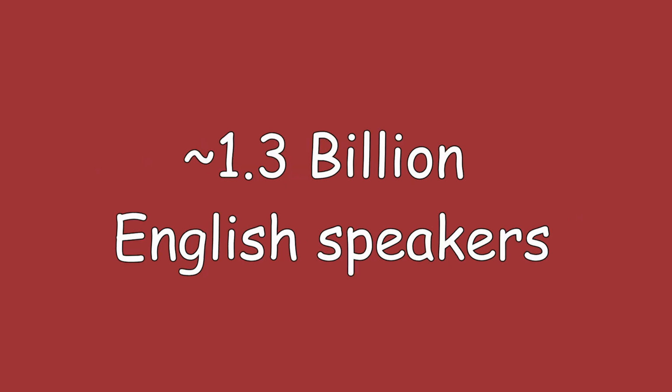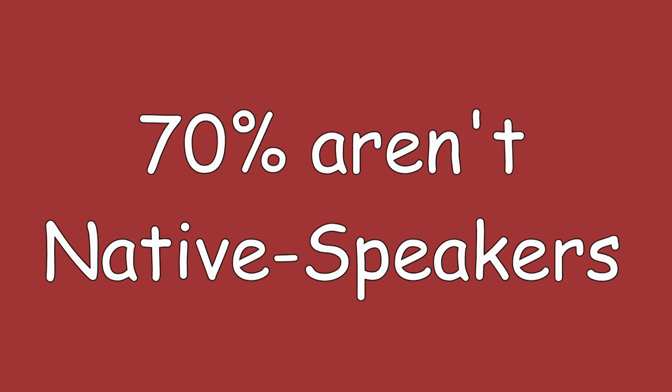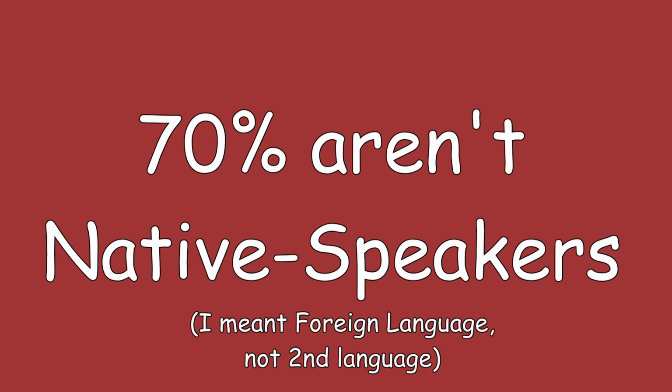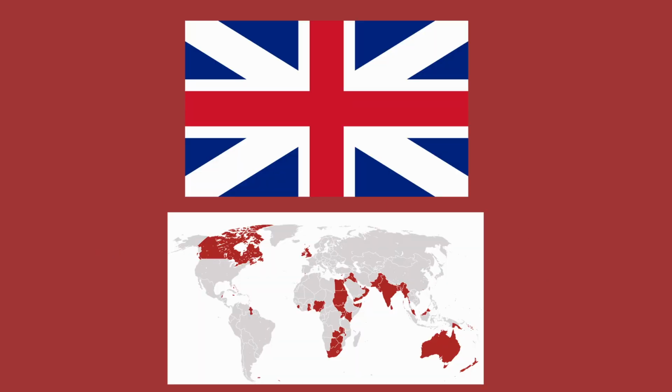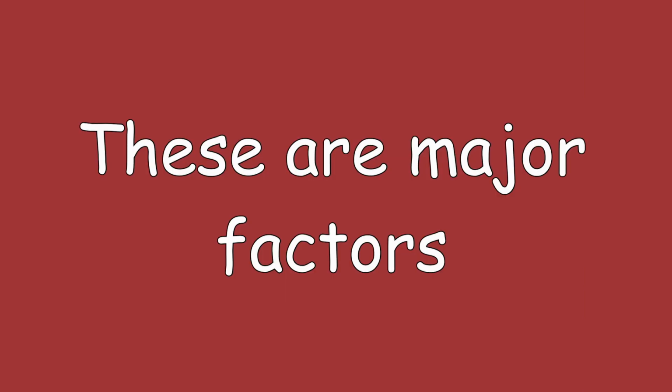There are around 1.3 billion speakers of English, however, only around 400 million are native speakers. That's around 70% of speakers learning English as a second language. This definitely has to do with England conquering numerous countries around the world, spreading the language with them, the rise of the internet, and the United States becoming such a prevalent superpower in the last several decades being major factors.